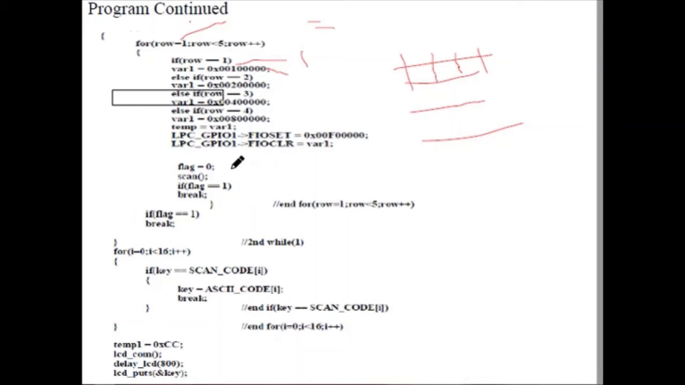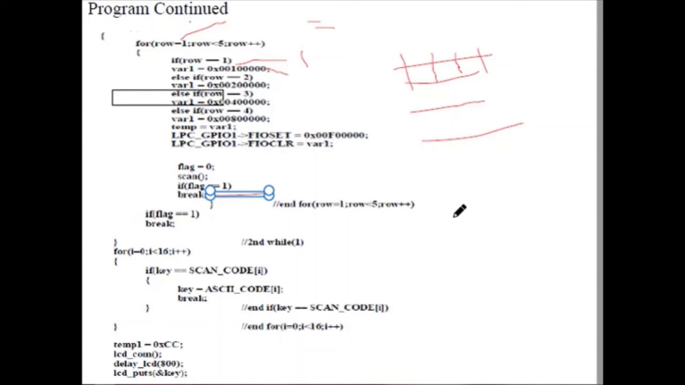If you don't press any key, then we use an indication like a flag. If the flag is 0, then it will scan again. If the flag is 1, it will put a break. The first break will exit the first for loop. And similarly, if you use another break, that is for the second while loop. So that is about scanning the row.